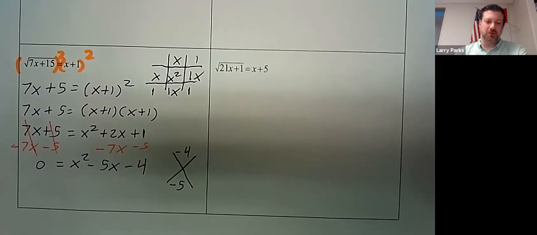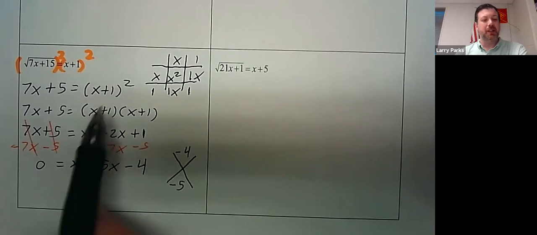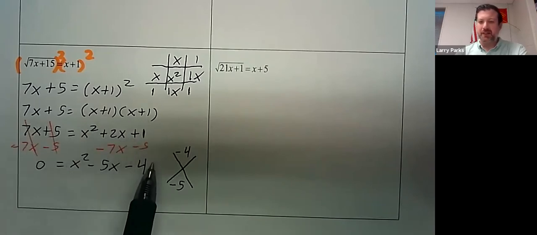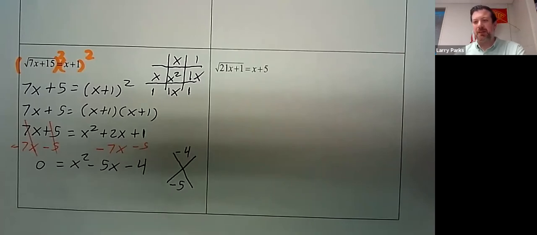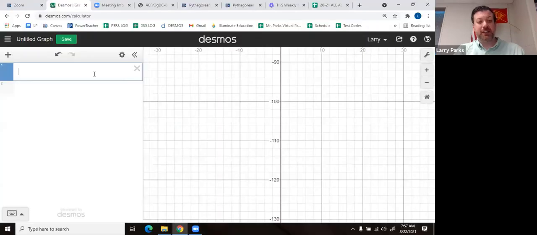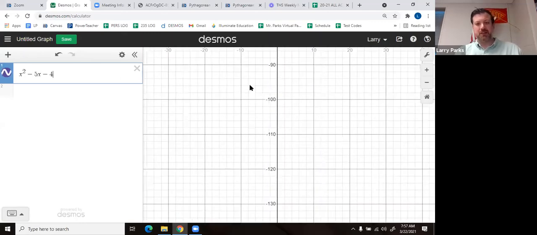Ooh. I think I have those backwards. I know I don't have these backwards, but I don't think there is anything. Well, maybe I will go use Desmos. I'm going to type this into Desmos real fast, because I don't think it factors anyway. X squared minus 5x minus 4. Ooh.